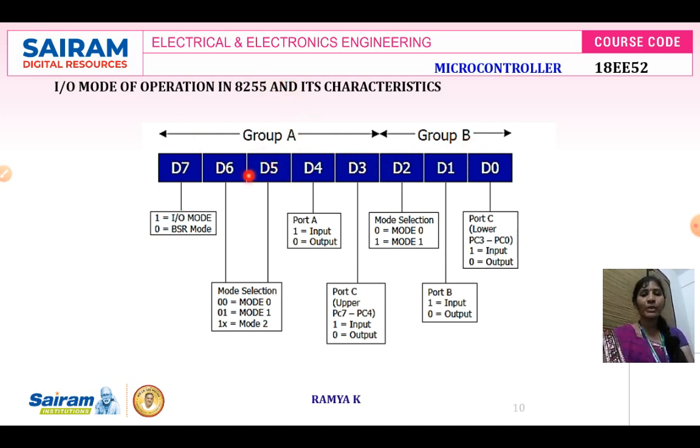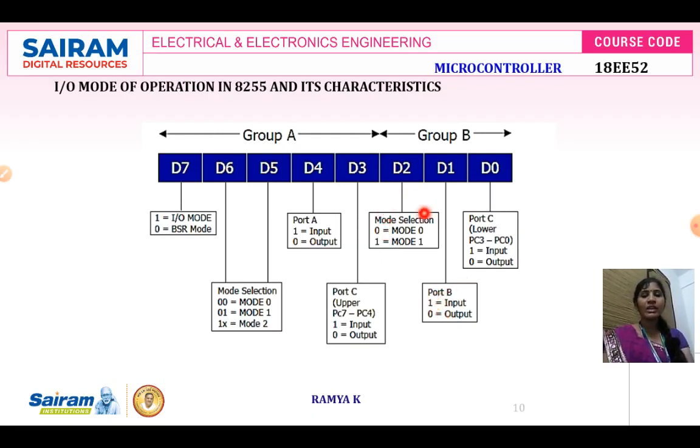Group A mode of operation will be decided by the bits D6 and D5, whereas group B mode of operation is decided by D2. If it is 0, then it is going to have mode 0. If you are putting 1 in this particular block, then it is going to operate with mode 1. Why is mode 2 not there here? Because in mode 2, port B is not utilized. Whereas in mode 0 and mode 1, port B is utilized as an IO port.